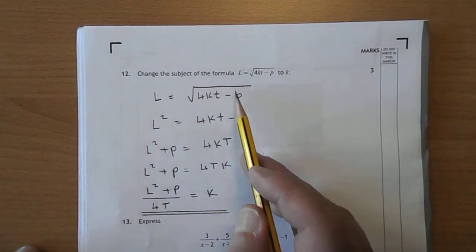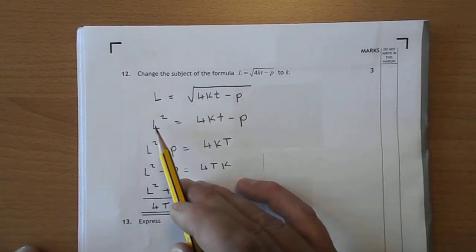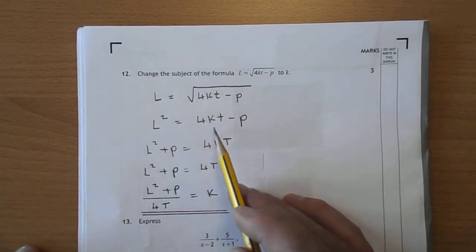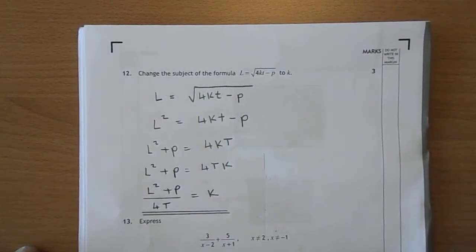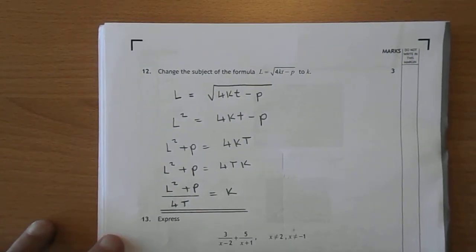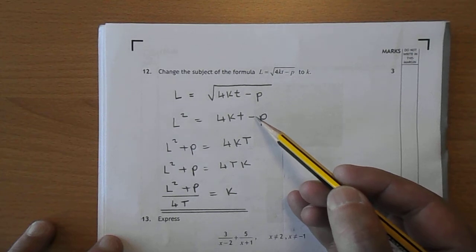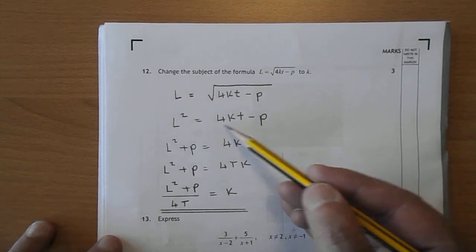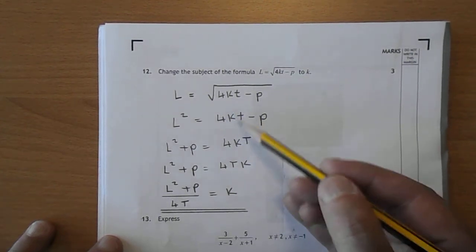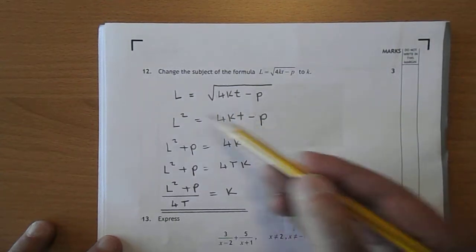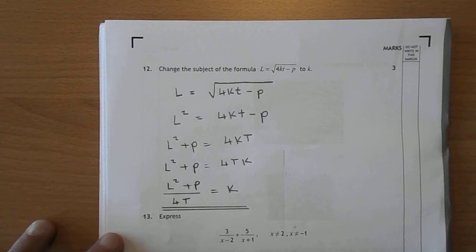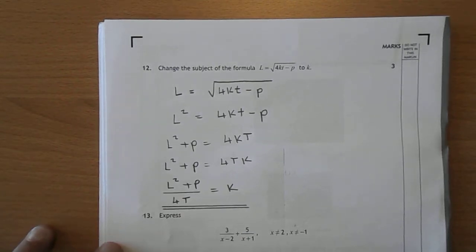We do that by squaring both sides. L squared, there we have it there, and squaring this just gets rid of the square root sign. The next thing we want to do is to get rid of anything that's adding or subtracting to the, I keep on saying the blob, the stuff here that's got k in it. So move it over, change the sign, so we have L squared plus P equals 4kt.